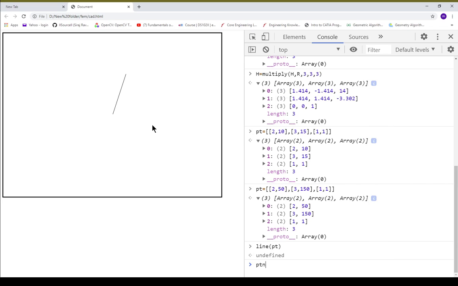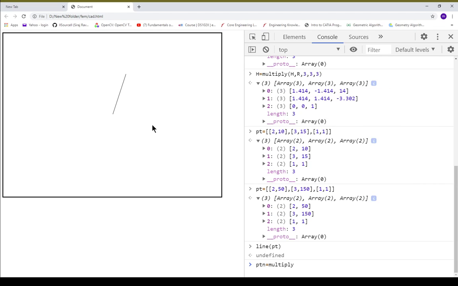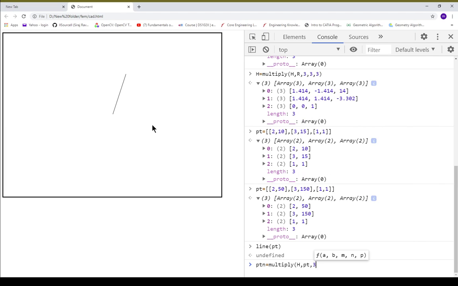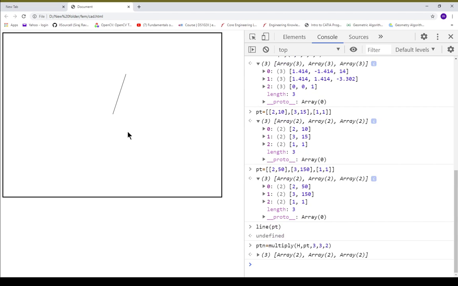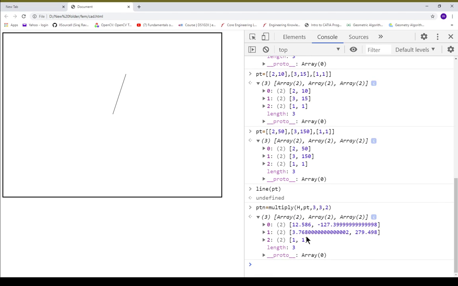So now I want PTN. PTN will be equal to multiply. Okay, multiply what? H with PT point. Okay, so it is 3 comma 3 comma 2, because it has got 2 columns now. Okay, PT point, so therefore the number of columns will be 2. So in this way I got PTN. So if I verify, I now get my new PTN value.